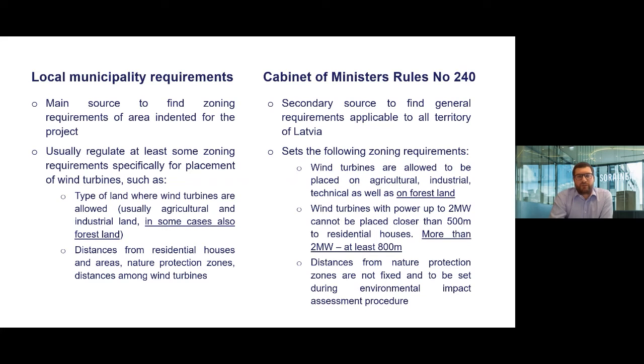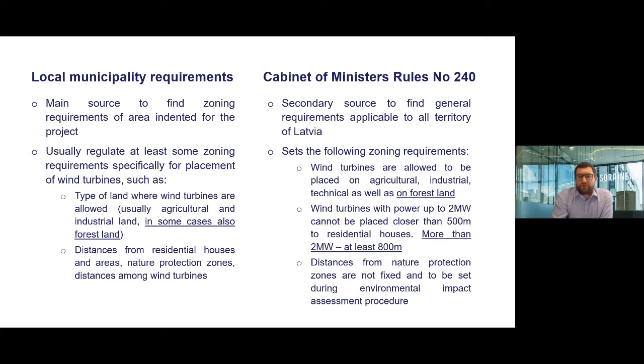Local zoning requirements usually set at least some conditions which are specific for placement of wind turbines. And those usually are a type of land where the wind turbines can be constructed. And those usually are agricultural and industrial land, and also in some cases, forest land. And also there are limitations regarding the distances from residential houses and areas, from some nature protection zones, and also distances among wind turbines.